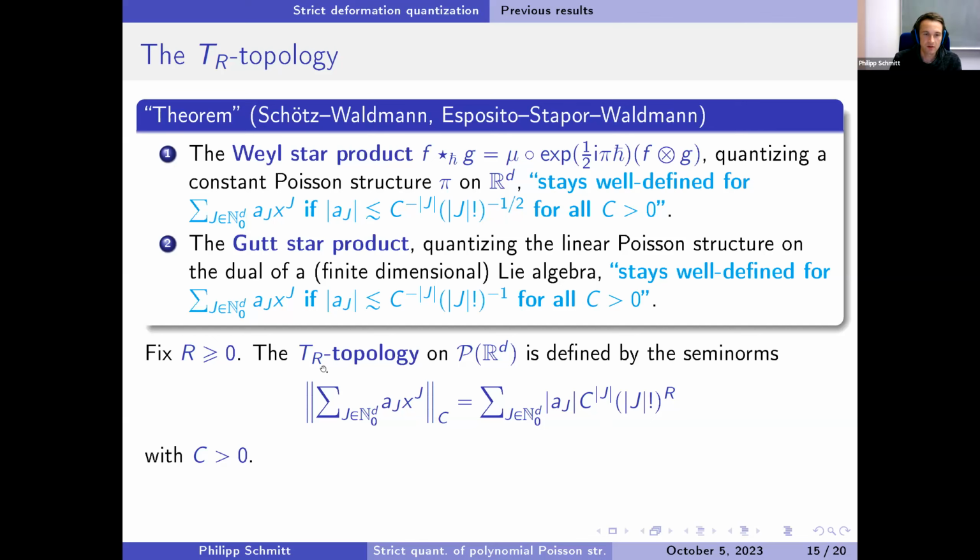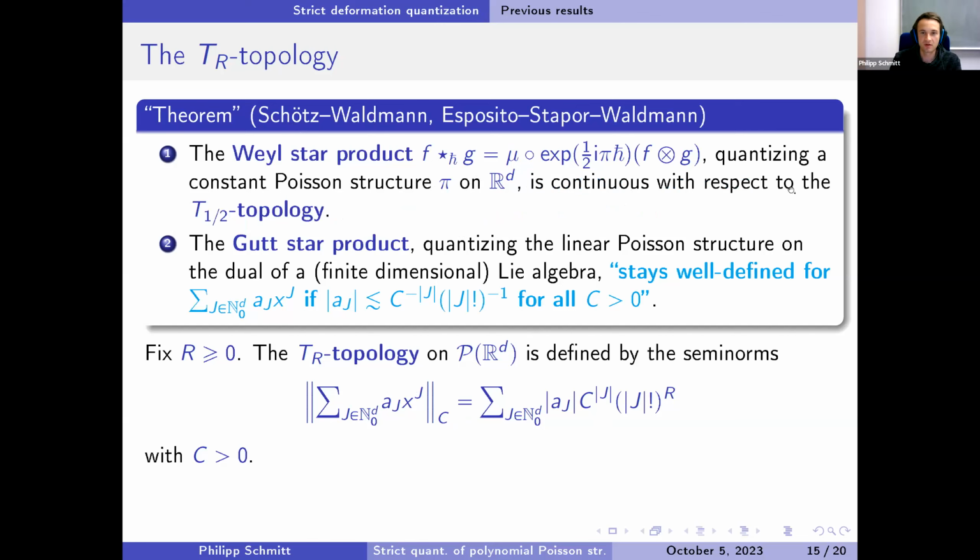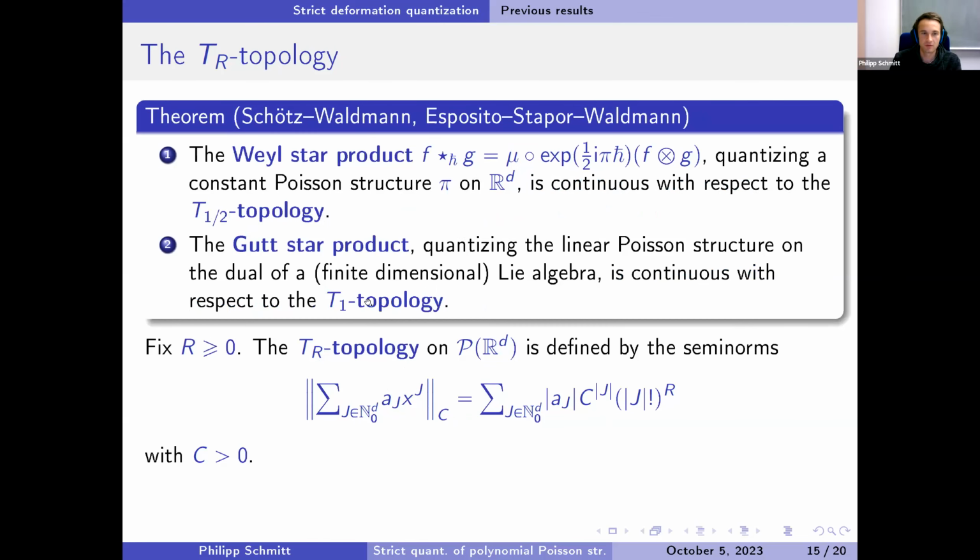And now we can look at the completion with respect to this family of semi-norms, and we will see that the completion basically exists, that the completion consists precisely of those series where the coefficients decay as given in the theorem up here. So in other words, the theorem can be formalized by just saying that for the first part, the product is continuous with respect to the T1 half topology, and for the second part, that the product is continuous with respect to the T1 topology.